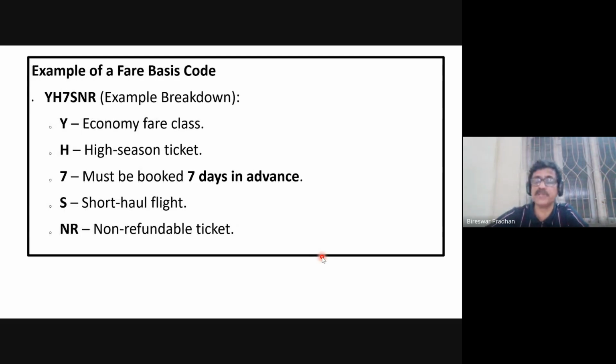Now we have an example of the fare basis. That is the example of a breakdown: Y for economy fare, H for high season ticket, 7 must be taken 7 days in advance, S for short haul flight, and a non-refundable ticket.